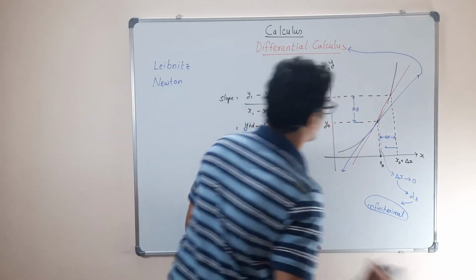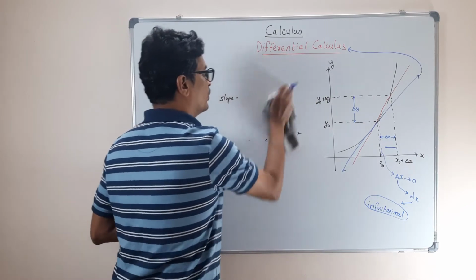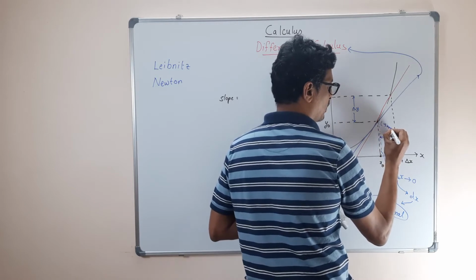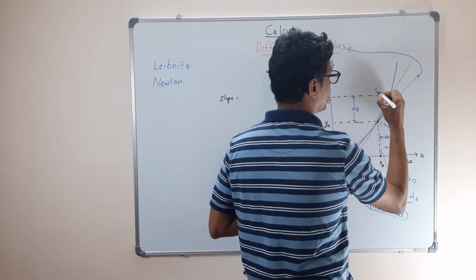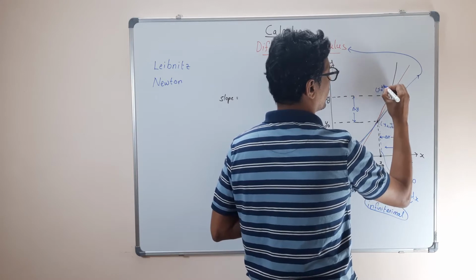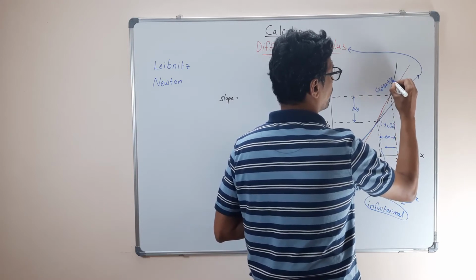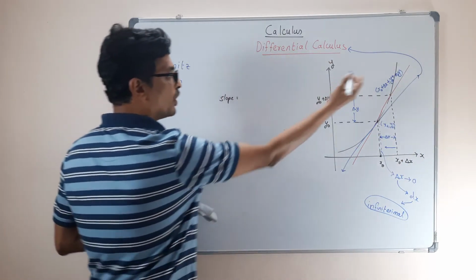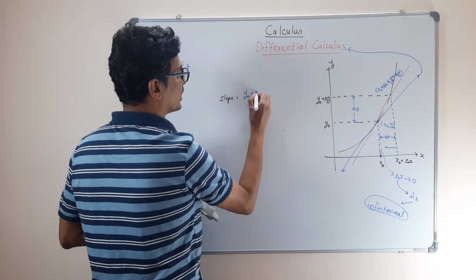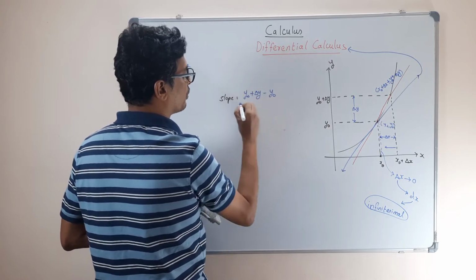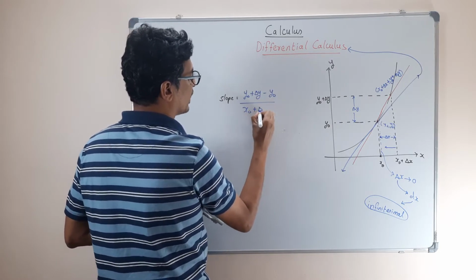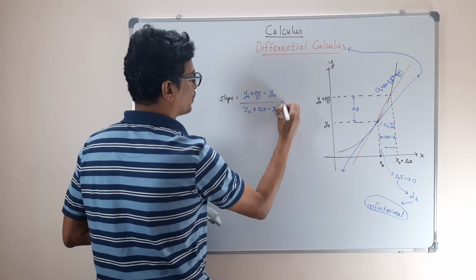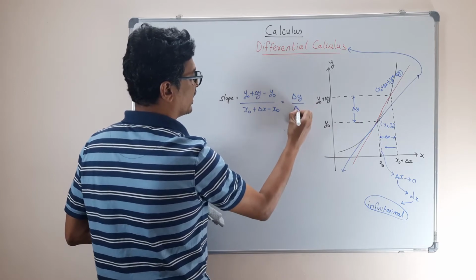Tell me the slope of this line. What will be this point? You tell me this point is x0, y0. And this point is x0 plus delta x, y0 plus delta y. Okay. So the slope will be what? y0 plus delta y minus y0, divided by x0 plus delta x minus x0. So this is what? Delta y by delta x.